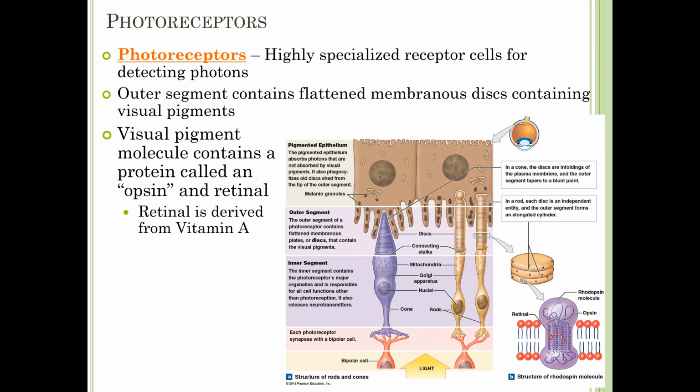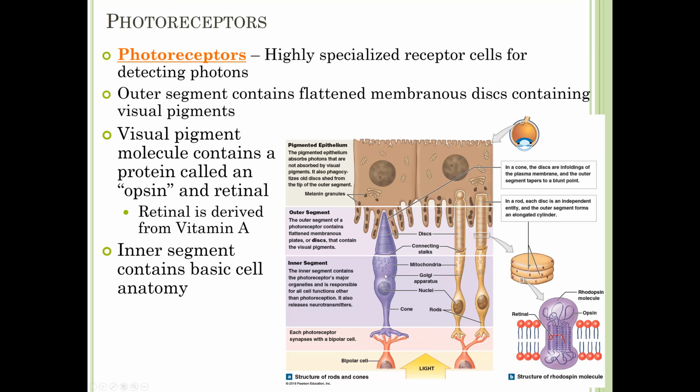Now, there are different types of these overall pigment molecules in rods and cones. In rods, it's called a rhodopsin molecule. So the specific type of opsin used is called rhodopsin. And then in cones, there are other types of opsins. So that's how they're different. They've got slightly different pigment molecules.